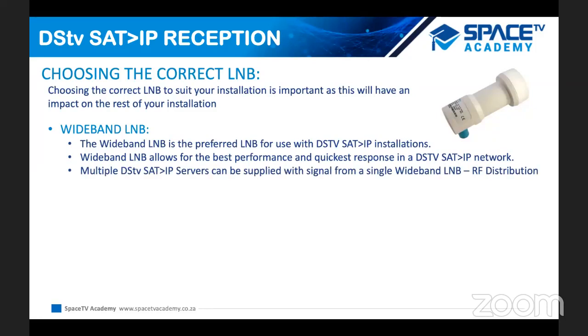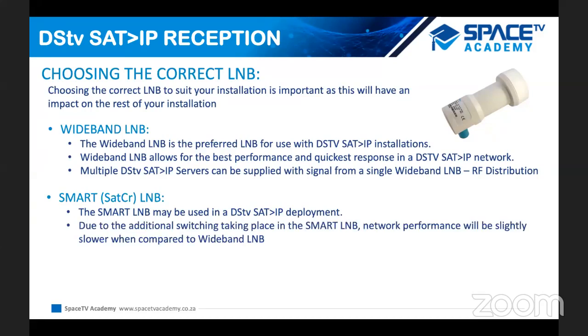Multiple DStv SATIP servers can be supplied with signal from a single wideband LNB because it's possible to do a little distribution system from the wideband LNB, allowing you to feed more than one server in larger networks. And then the other option is your standard smart LNB, which are used mainly in domestic installations. The smart LNB may be used in a DStv SATIP deployment.